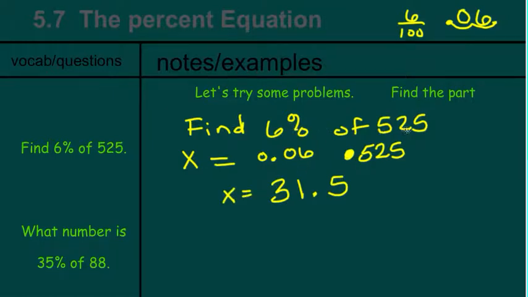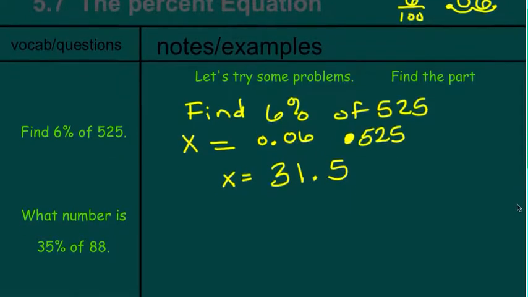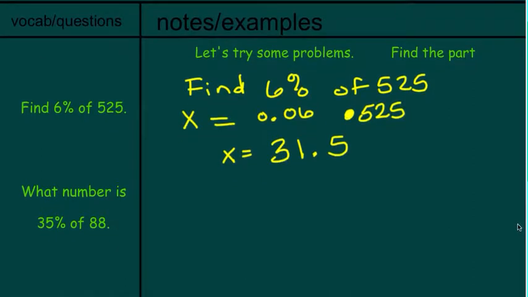I know that 10% of 525 would be 52. 6% is less than 10%. So is 31.5 less than 52? Yeah, so I must be on the right track here. It might not be perfect, but I'm pretty sure I'm on the right track. All right, the next one.